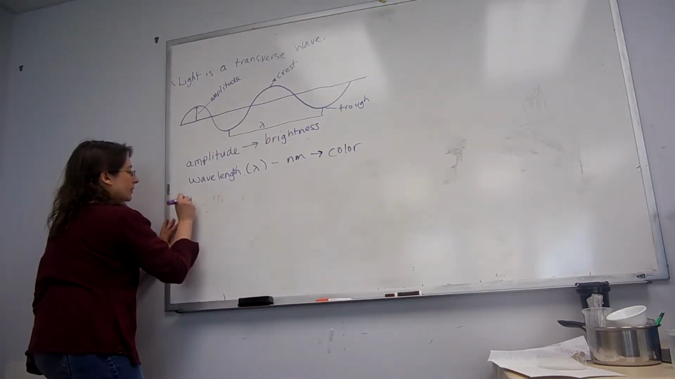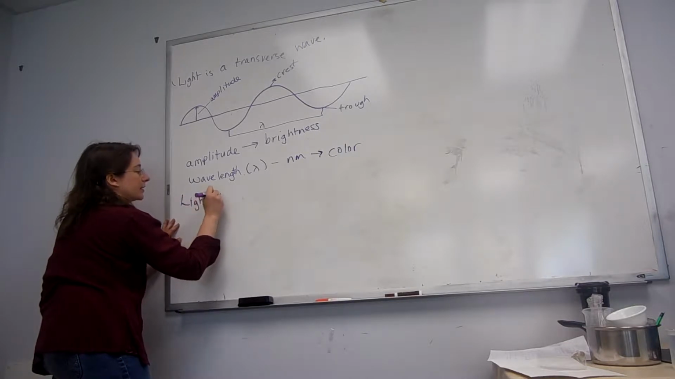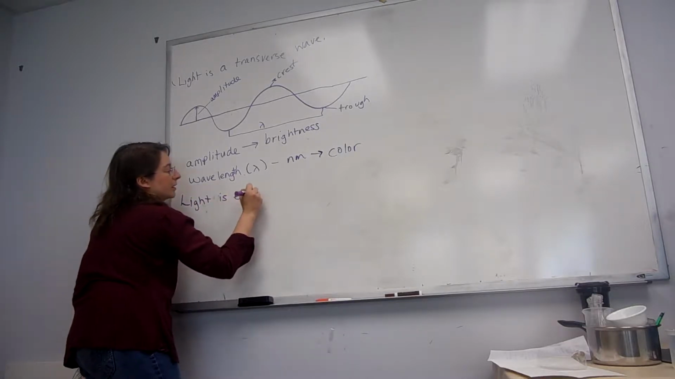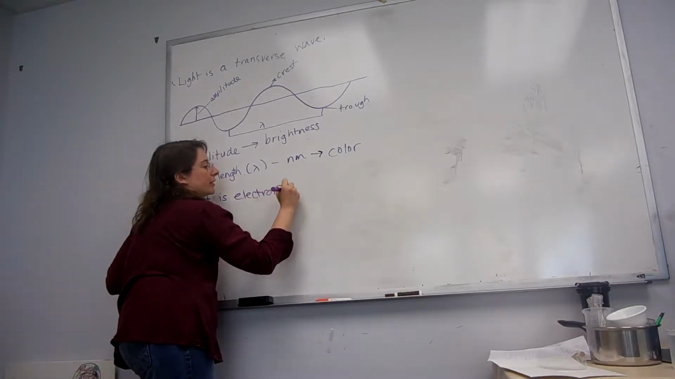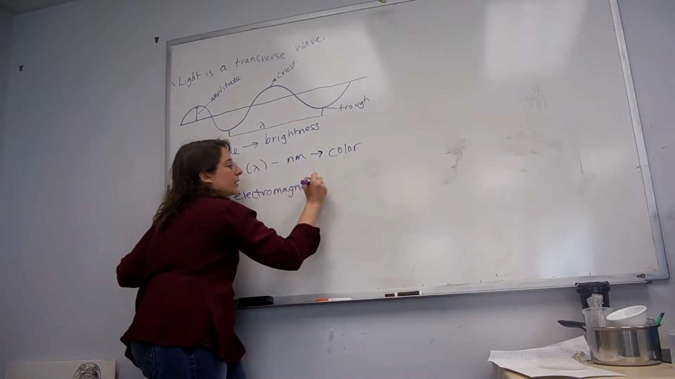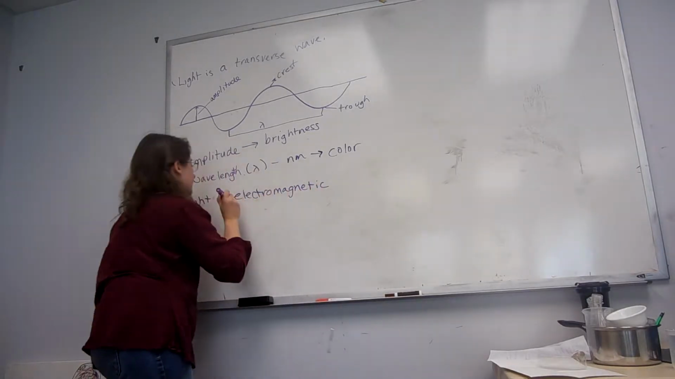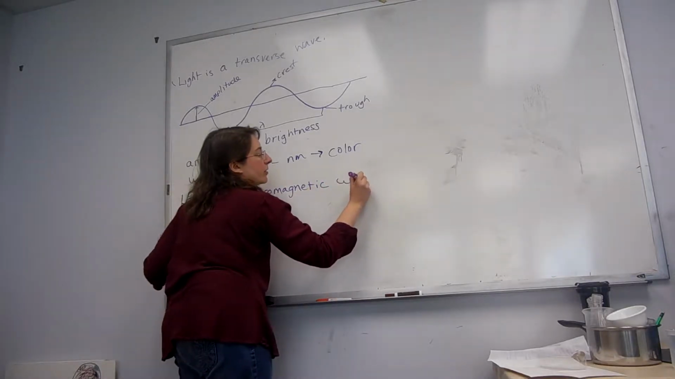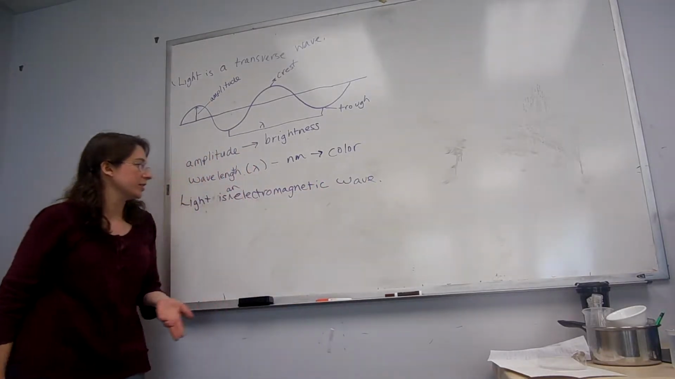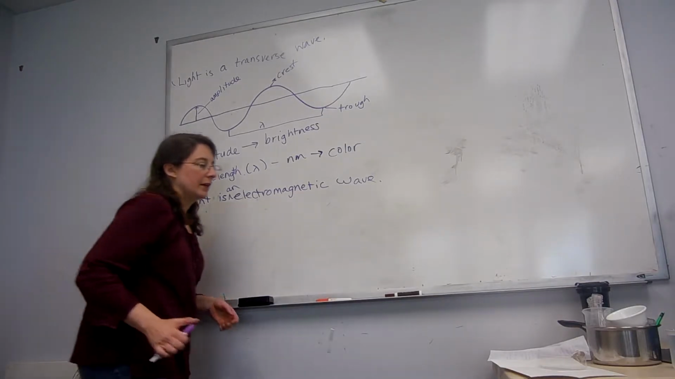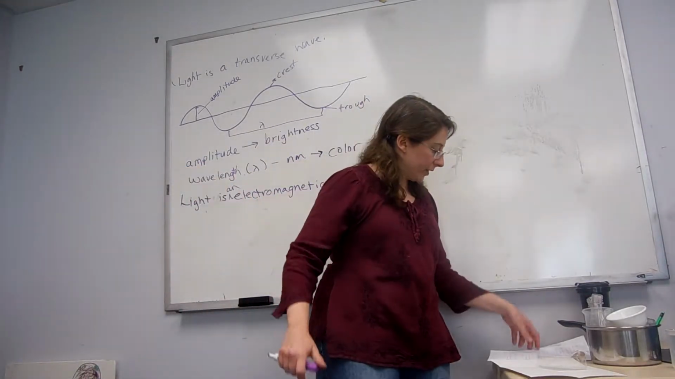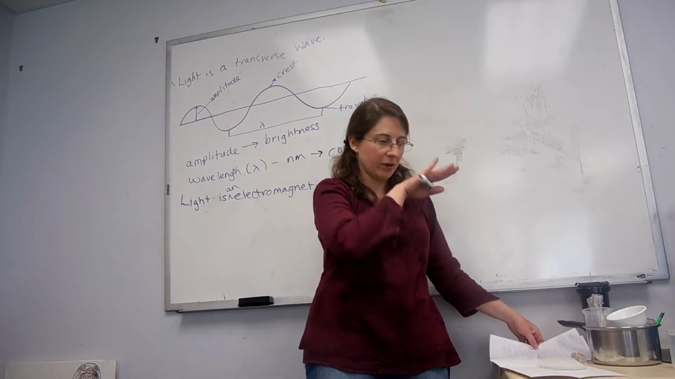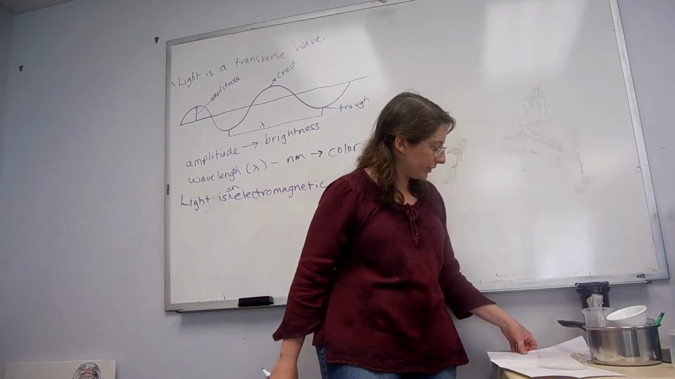So I could go even further with that and say light is electromagnetic. Light is an electromagnetic wave, or you can say electromagnetic radiation. And the visible spectrum and all the other types just go in one kind of continuum based on wavelength.